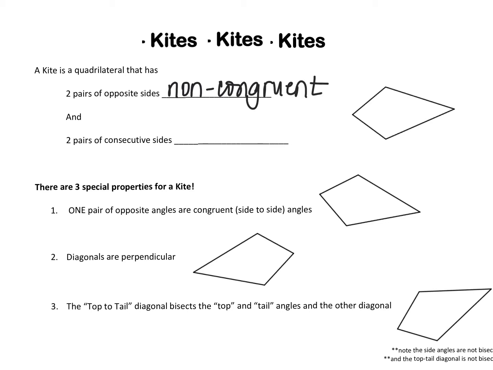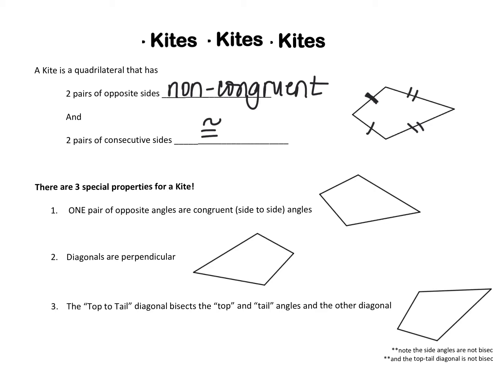Okay, these opposite sides are not congruent. But it has two pairs of consecutive sides that are congruent. So this side would be congruent to the other side here, but these opposite are not congruent, but the two consecutive pairs are congruent. There are three special properties for a kite.